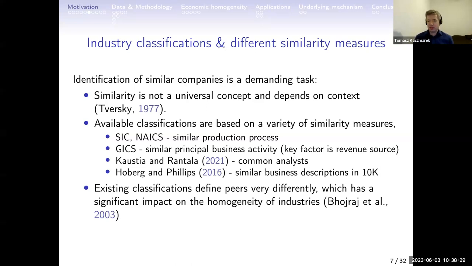So coming to alternatives, as I mentioned, like Kaustia and Rantala, where the common analysis of one company is the similarity measure when we identify industries, and Hoberg and Phillips, who look at the 10-K report descriptions and the products that are described over there. And this is the starting point of creating the industry classification. And also what is important, already Bhojraj et al. in 2003 demonstrated that these are not only different classifications, but also completely different results. Depending on the classification, the homogeneity within industries measured with financial ratios is really different.